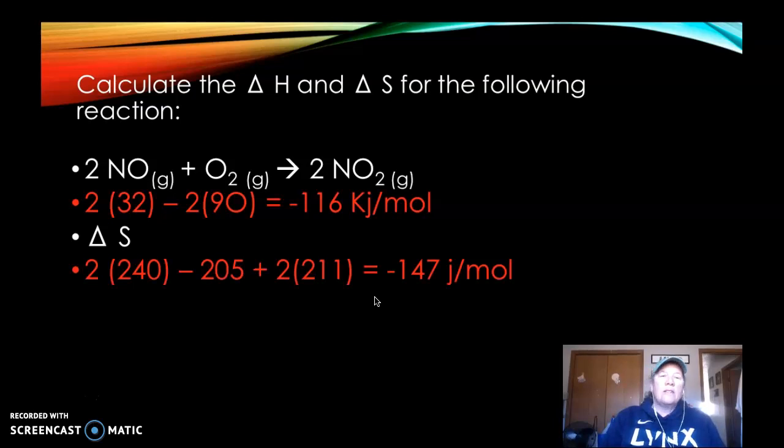If I'm doing delta S, you do the same thing. 2 times your NO2, and that's a number that's in a chart. 205. Oh, I guess I just put oxygen here, 205, and then this is 2 times 11. The thing to remember with delta S, and that's entropy, that's the disorder, is it is joules per mole, and if you're doing delta H, it's kilojoules per mole. So if you do a calculation with these, you've got to switch this one to kilojoules. Be nice if they're in the same unit, but they didn't do that.